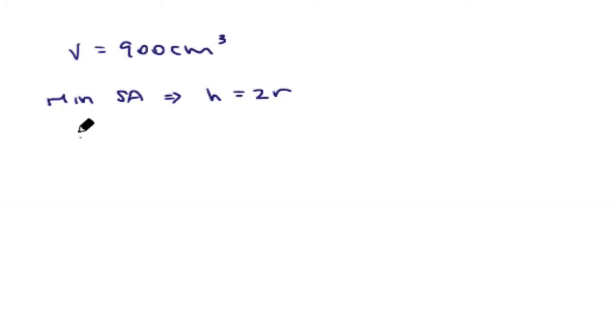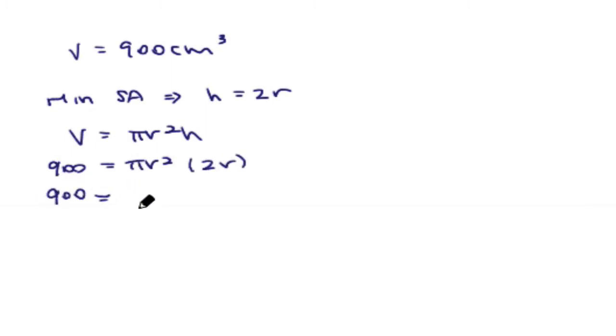So that means that the volume of a cylinder, which is equal to pi r squared times height, the volume is equal to 900, and the height is equal to 2r. So now we can solve for r here. If we simplify this, we get 2 pi r cubed, and r will be the cubic root of 900 divided by 2 pi.